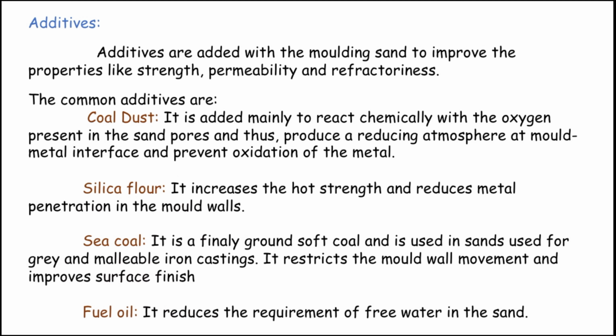Sea coal. It is a finely ground soft coal and is used in sand for grey and malleable iron casting. It restricts the mold wall movement and improves the surface finish of the casting. Finally, fuel oil. It reduces the requirement of free water in the sand. Due to excess water, the mold will have reduced binding. So we replace the water by using fuel oil to give extra binding to the mold.